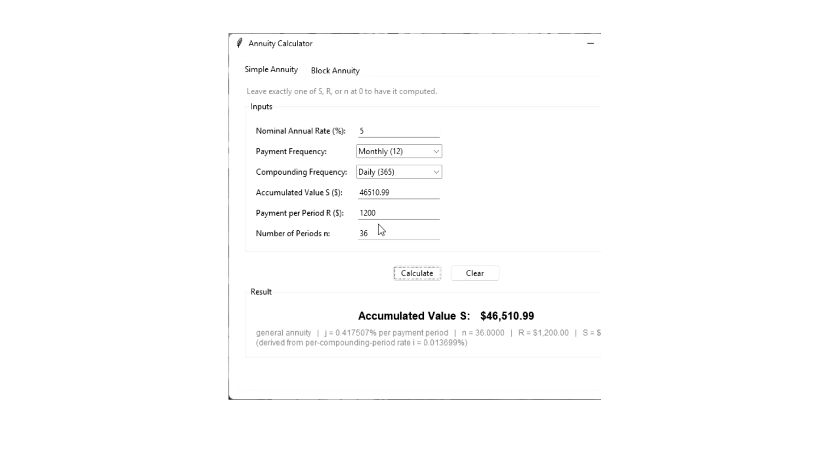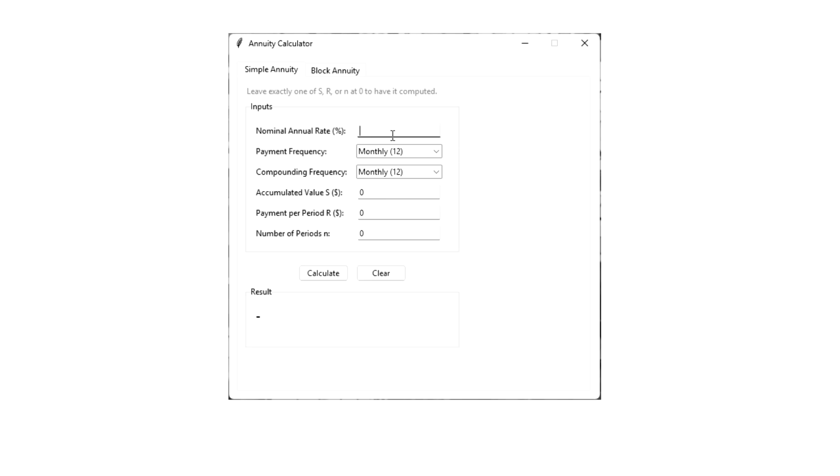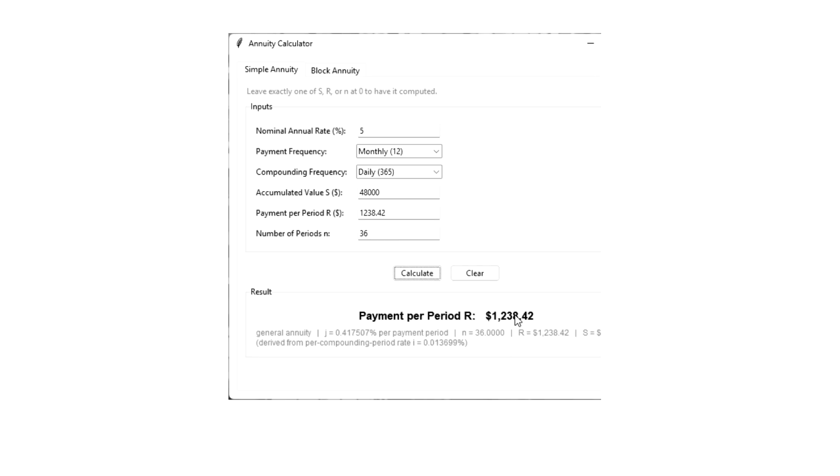Now we can also solve for R or N. So let's clear this. We could do a different thing here. Let's say we put this in, and I forgot exactly what that was. Well, let's say it was 48,000, and the number of periods, 36, and we left this blank. We left the 0 in here. So it'll tell us how much per month we need to contribute under these conditions. Let me make this the same as before. And yeah, so I didn't exactly put the right number here, but you get the idea.